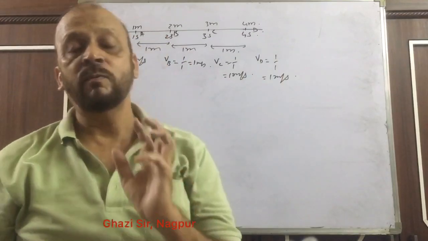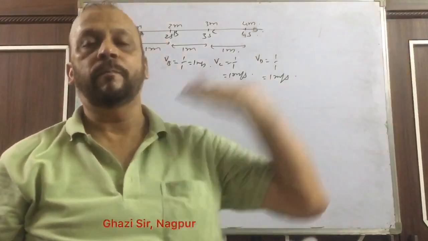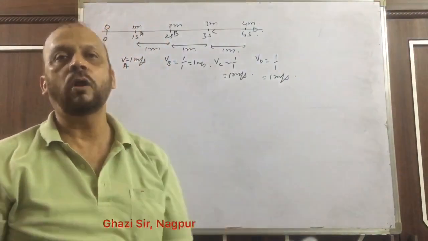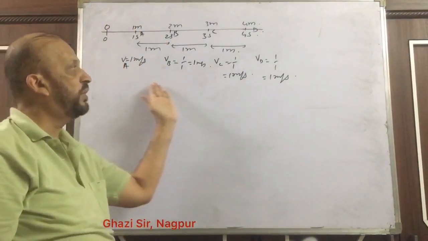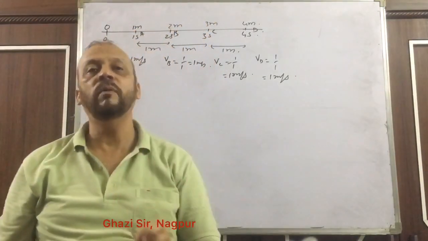So what is our observation? That the object is traveling with a constant speed. Speed is not changing at all. So it is moving at uniform speed. Such motion is called uniform linear motion.